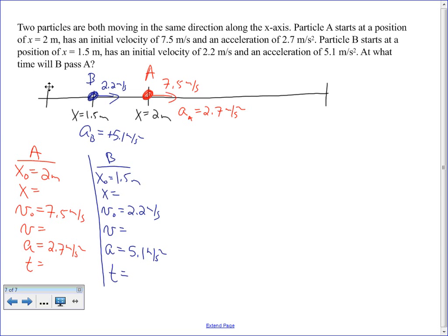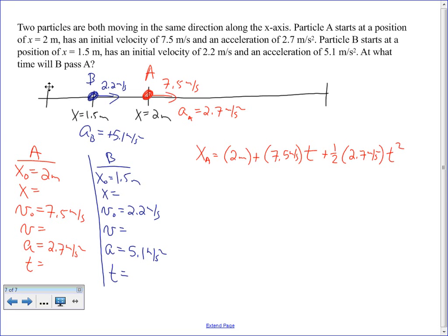So again, I'm going to look for when these two are at the same position. I'm going to start by finding the equation for the position of object A as a function of time. So that's going to be the initial position of 2 meters plus the initial velocity, 7.5 meters per second, times t, the unknown time, plus 1/2 times the acceleration of 2.7 meters per second squared times t squared.